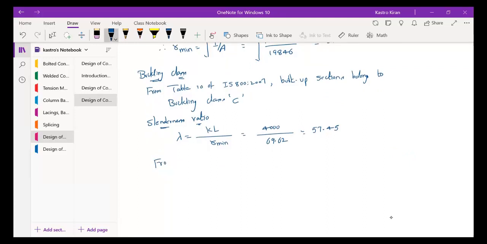Anyways, let's look at this. From table 9C of IS 800 2007, for lambda equals 57.45, you need to find out the FCD value. You don't know the FCD value, so let's just keep the question mark. So for lambda equals 57.45, you should find out the FCD value. So let's look into table 9C and find out what the value is.